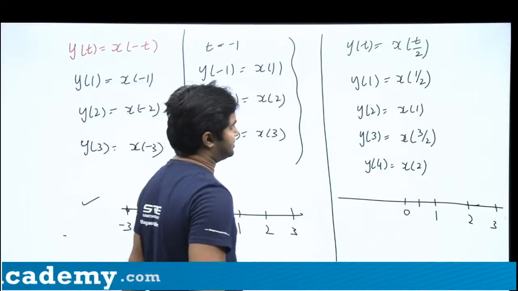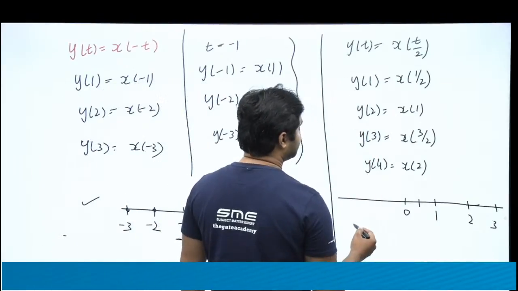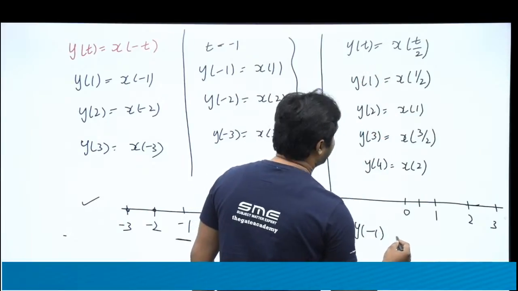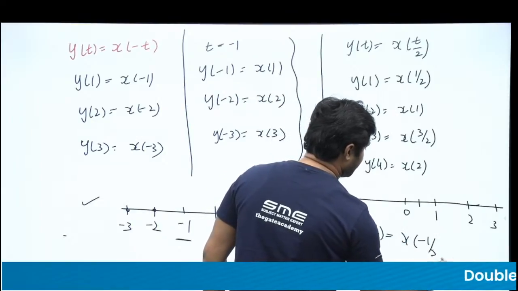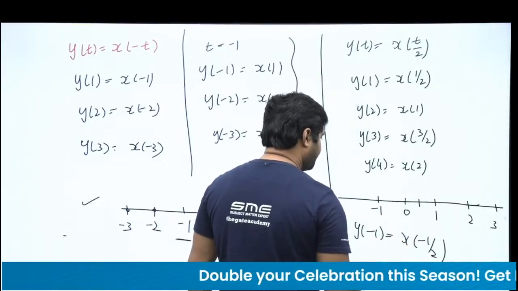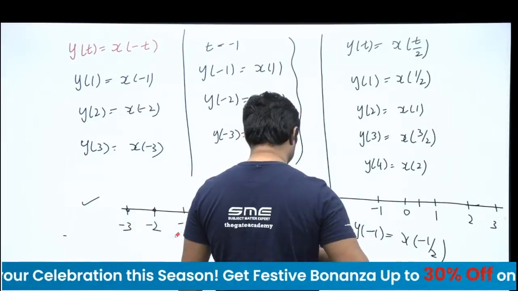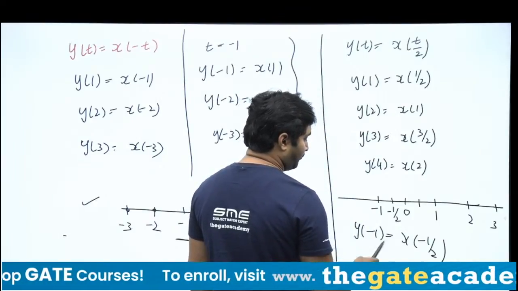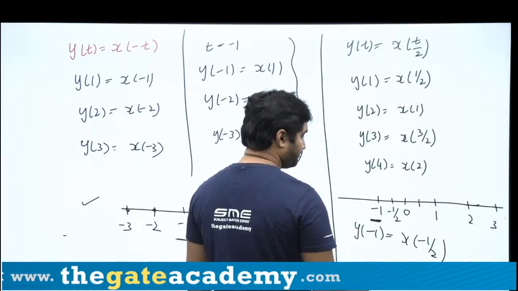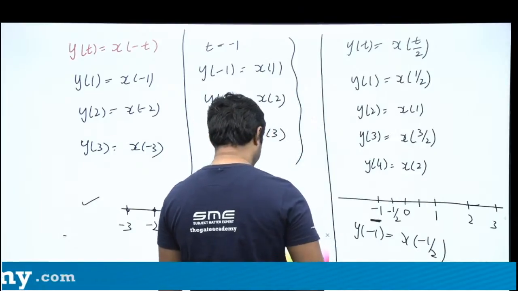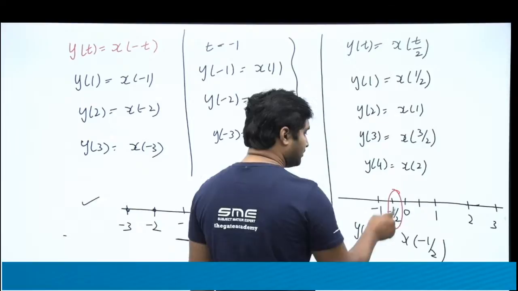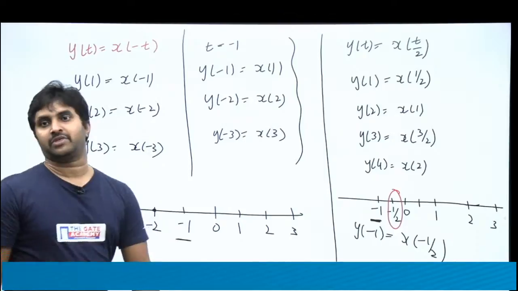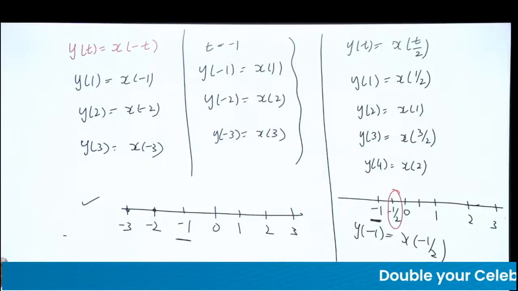Let us put the negative numbers, guys. Same approach. Let us put the negative number t equal to minus 1. y of minus 1 is equal to x of minus 1 by 2. If this is minus 1, minus 1 by 2 is somewhere in the middle. So the output at minus 1 is dependent upon the input at minus 1 by 2, which is a future input.